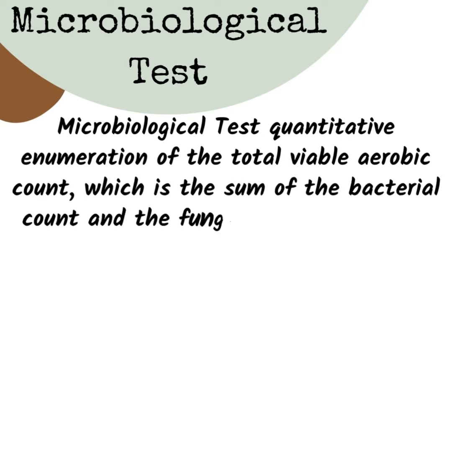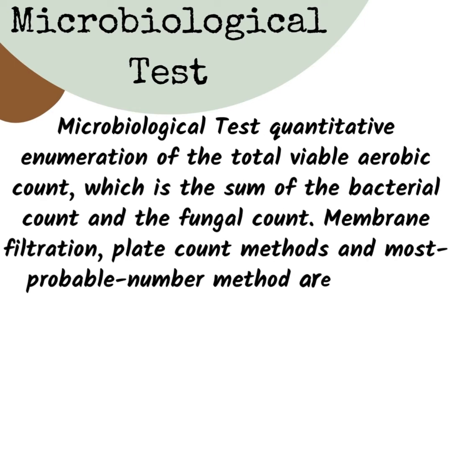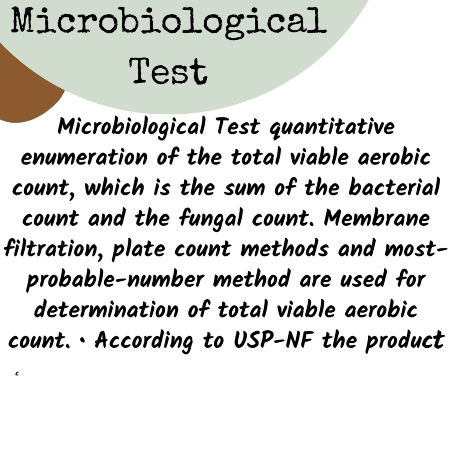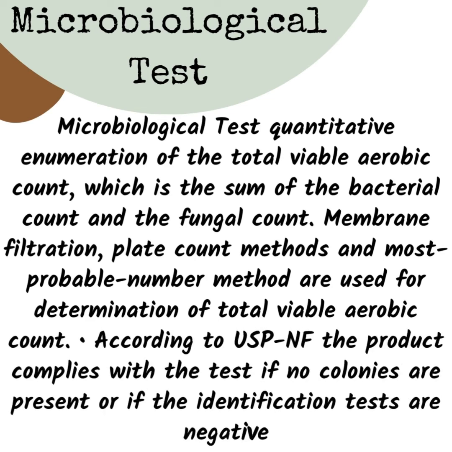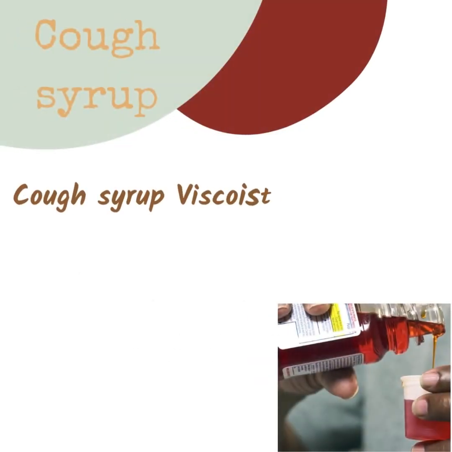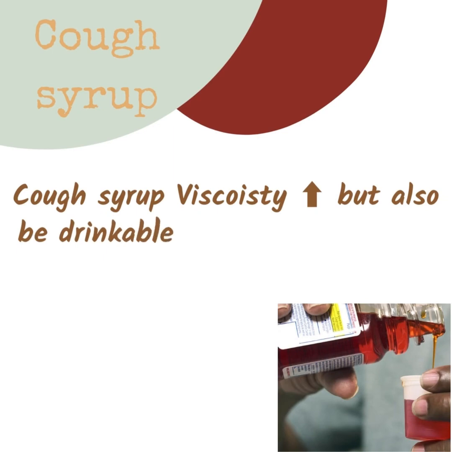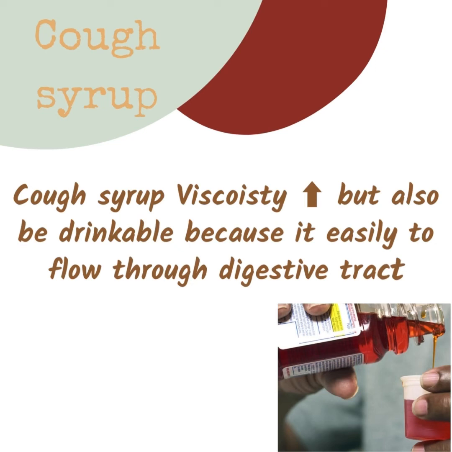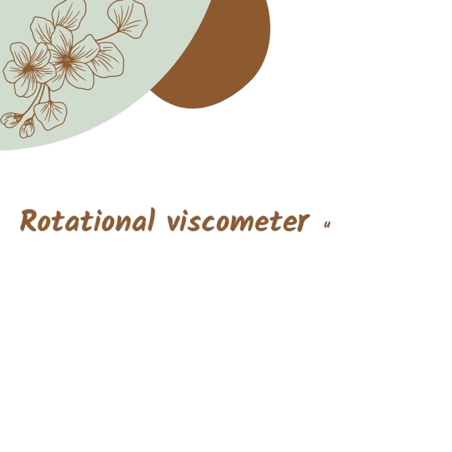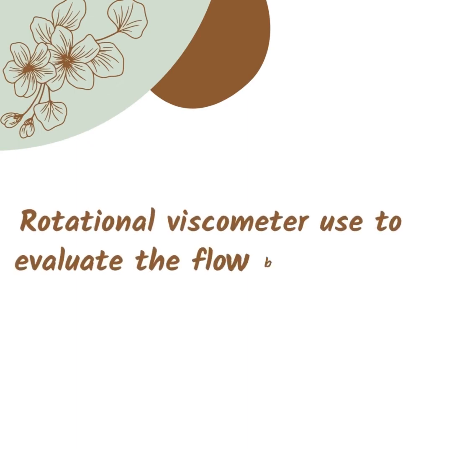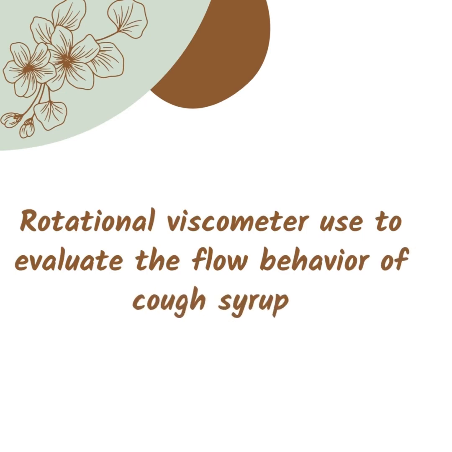Microbiological test. Enumeration of the total aerobic count, which is the sum of bacteria count and fungal count. Membrane filtration, plate count method and most probable number method are used for determination of the total count. Cough syrup: viscosity is higher, but it can also be drinkable because it easily flows through the digestive tract. A rotational viscometer is used to evaluate the flow behavior of cough syrup.